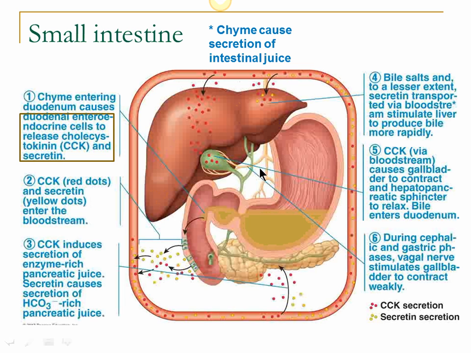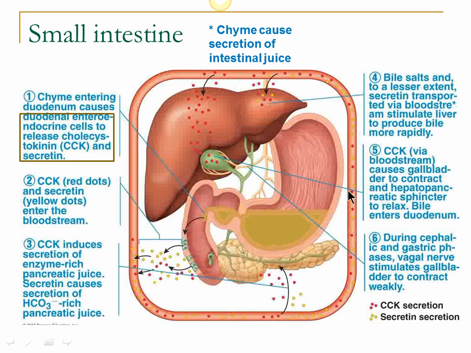And then chyme, which enters the duodenum, it's acidic. It causes the enteroendocrine cells to release cholecystokinin and secretin. They enter the bloodstream, you can see here. From the bloodstream, they go to the pancreas, where secretin causes bicarbonate-rich pancreatic juice and cholecystokinin causes enzyme-rich pancreatic juice.